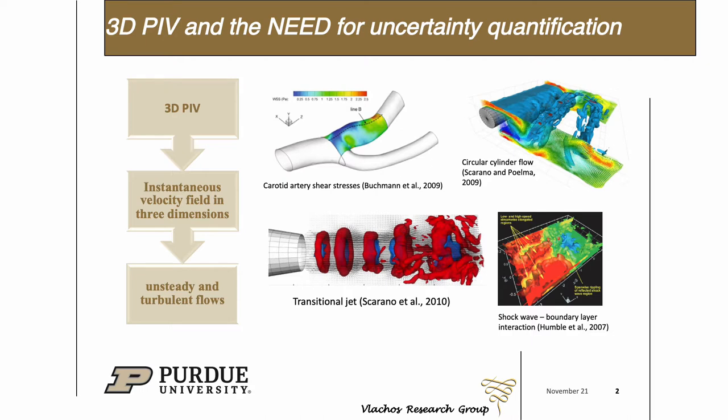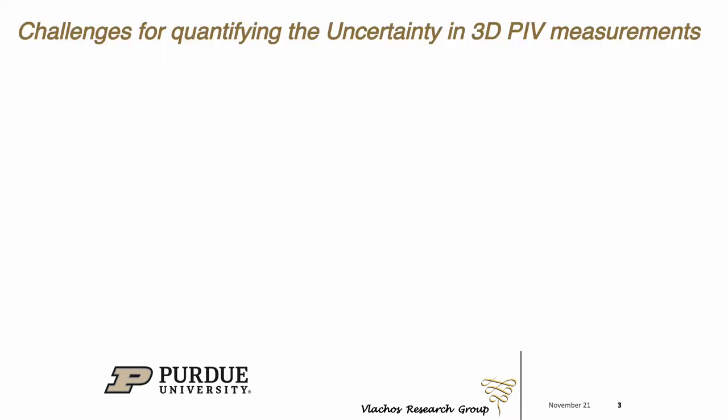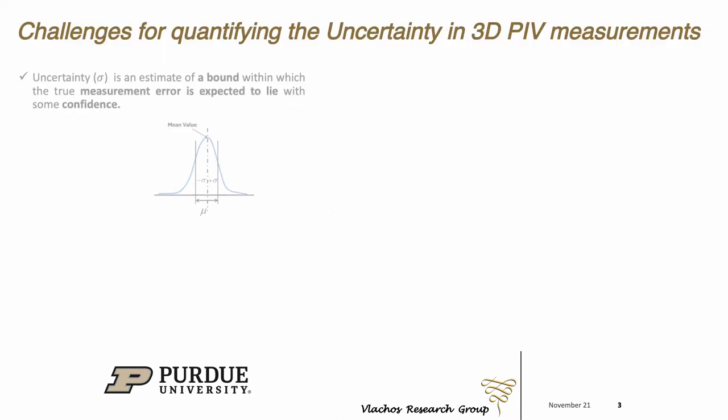This is when the uncertainty measurement comes in, to assess the statistical significance of 3D PIV error sources. But what is the uncertainty? Uncertainty, or sigma, is actually not an error, but an estimate of a bound within which the true error is expected to lie. And a standard uncertainty is defined as the standard deviation of error histogram.